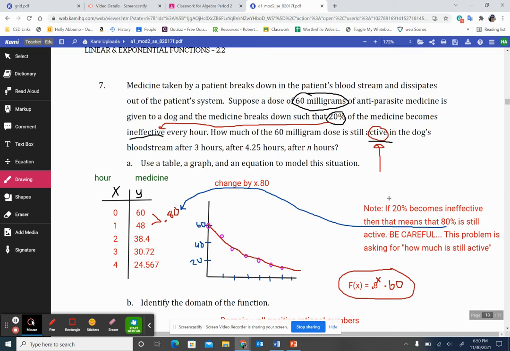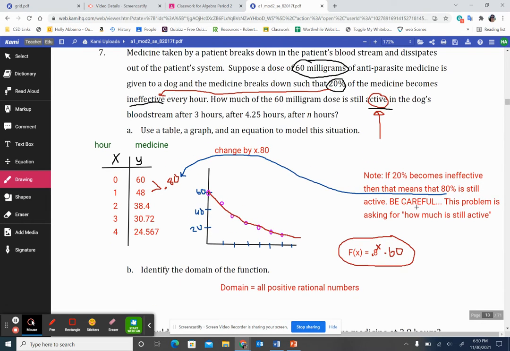And so as I'm reading this, I realize that they've given me a number, 20% is inactive, but they want to know how much is still active. They don't care how much is inactive. So I started to think, if 20% becomes ineffective, then 80% is still active, right? If 20% every hour becomes ineffective, then 80% is still active. So be careful. Even though 20% is ineffective, it's asking us how much is still active in the dog's bloodstream. So instead of using 0.2 for 20%, we're going to use 0.8 for 80% because that's going to be how much is still active.